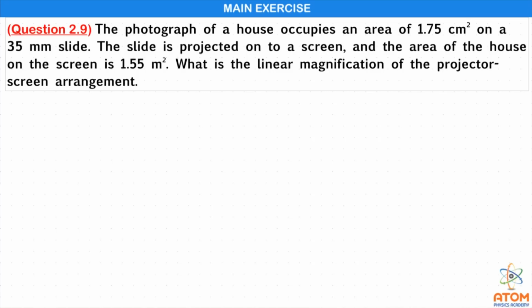Now let us see main exercise question 2.9. The photograph of a house occupies an area 1.75 centimeter square on a 35 millimeter slide. You might have seen the slideshow from the projector. It is that slide here, 35 millimeter slide. The slide is projected onto a screen and the area of the house on that screen is 1.55 meter square. What is the linear magnification of the projector screen arrangement?